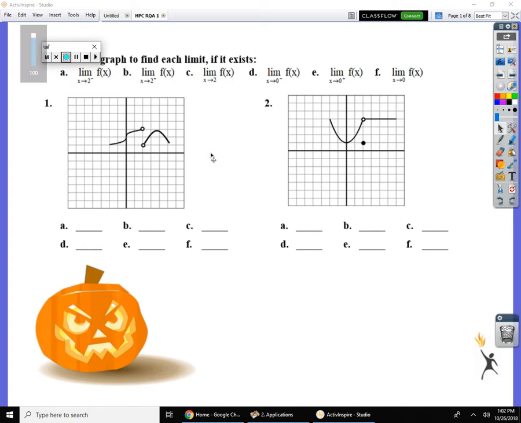Okay, ladies and gentlemen, here we go. Problem number 1 has to do with limits. The easiest way to deal with limits, especially when you have a picture, is to put up the fence.